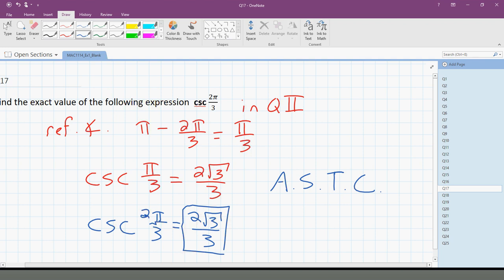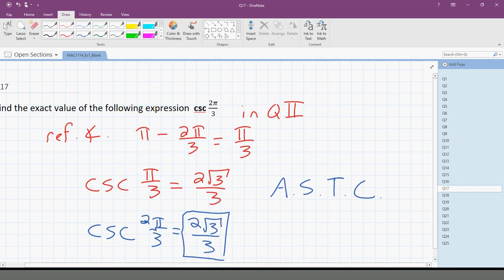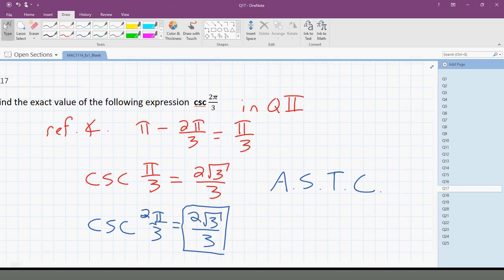Yep, because what I just talked about a moment ago. 2 pi over 3, if I take the 2 divided by 3, that's 0.6 repeating. That means I'm in quadrant 2, because in quadrant 2, you have to be between 1 and 0.5.